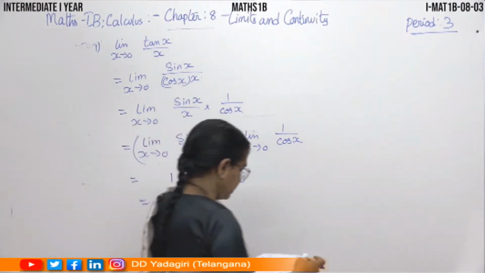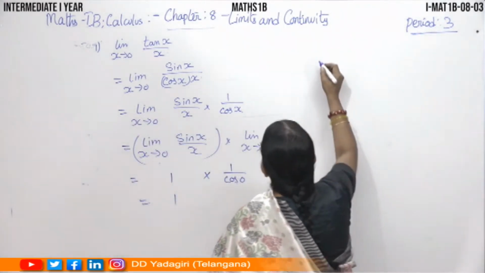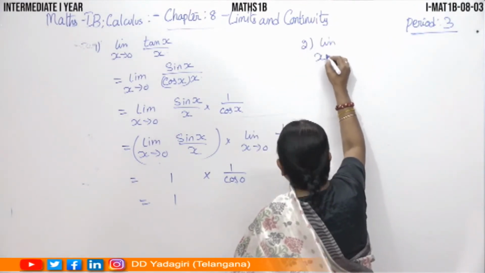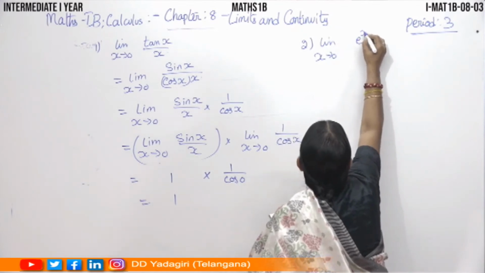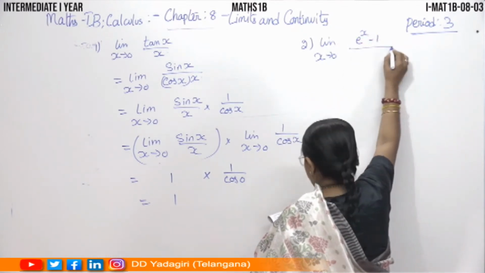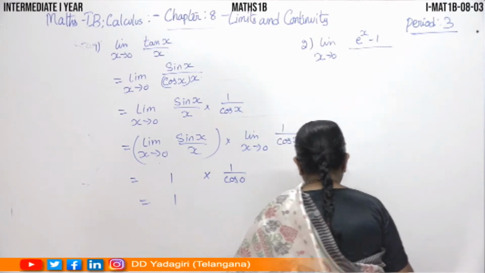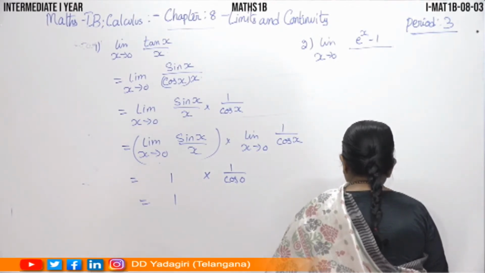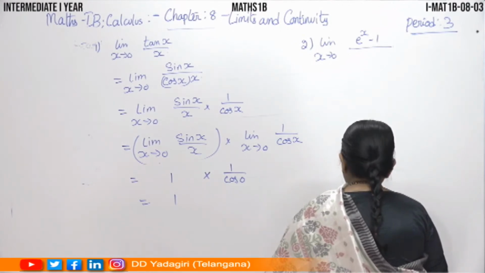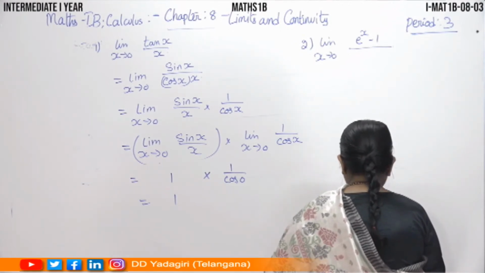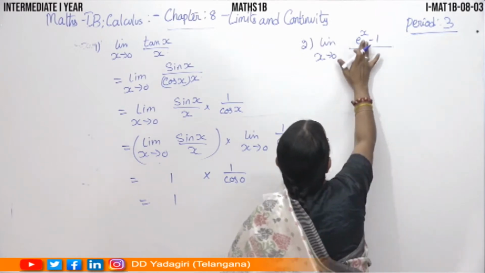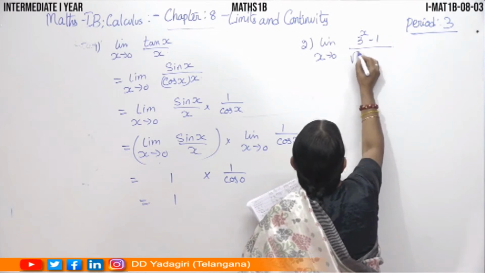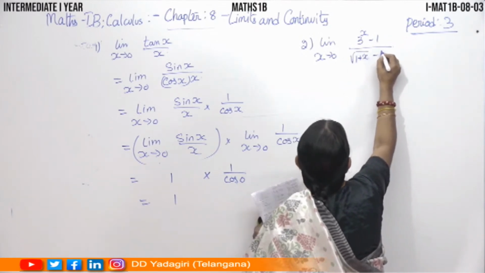Now next one is limit x tending to 0 of e to the power x minus 1 by... Okay, we'll do another problem. You can take this as homework. I'll do this problem: 3 power x minus 1 by root 1 plus x minus 1.